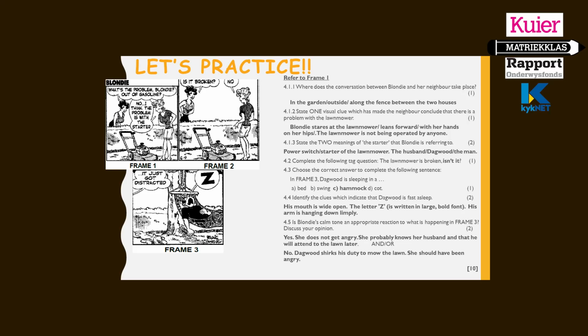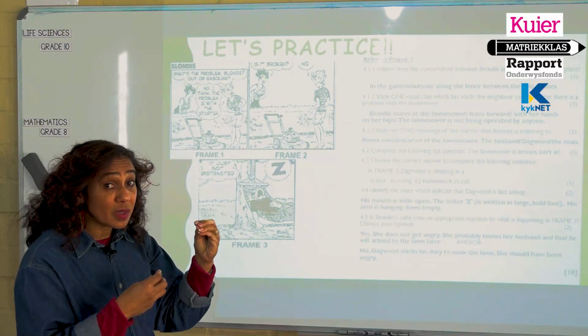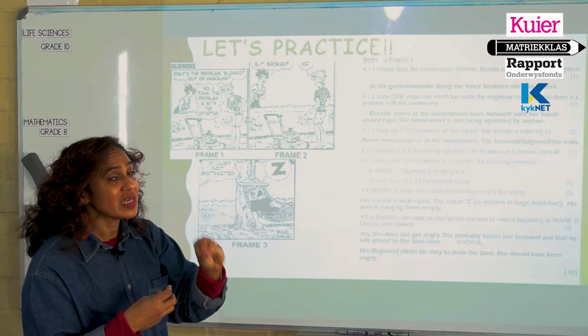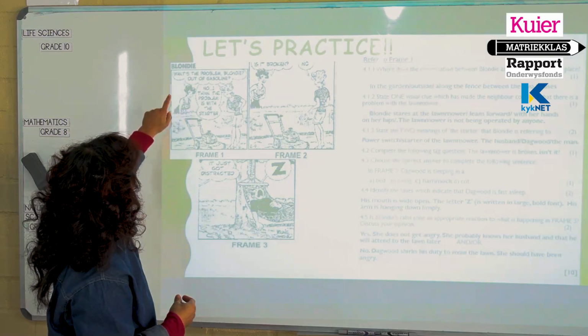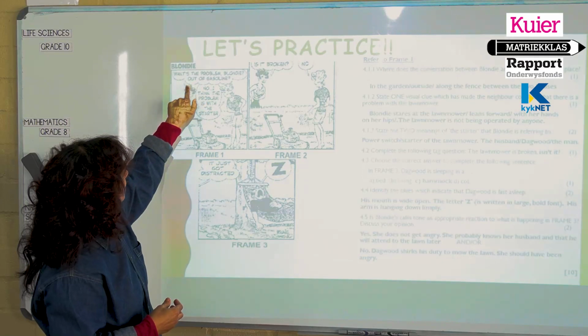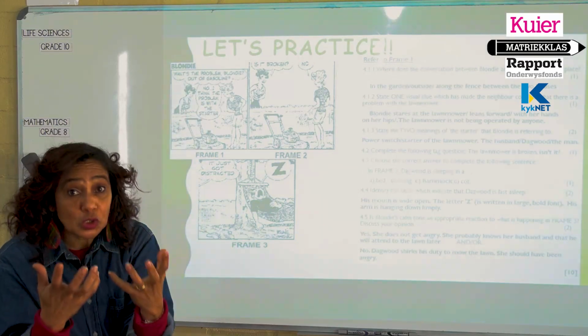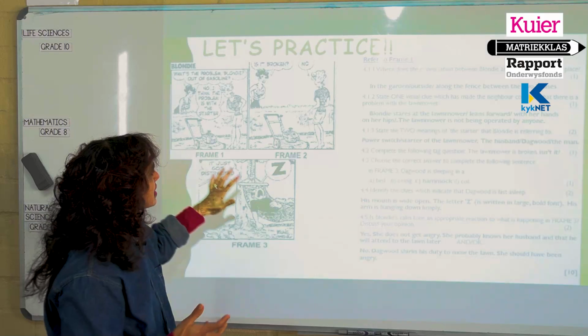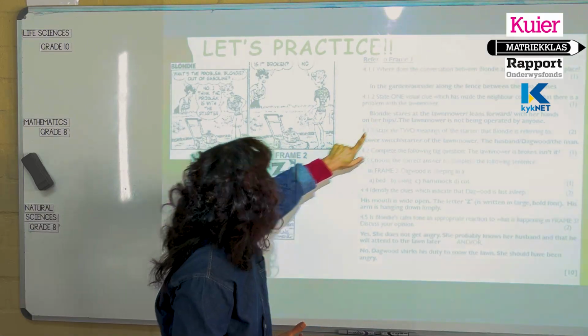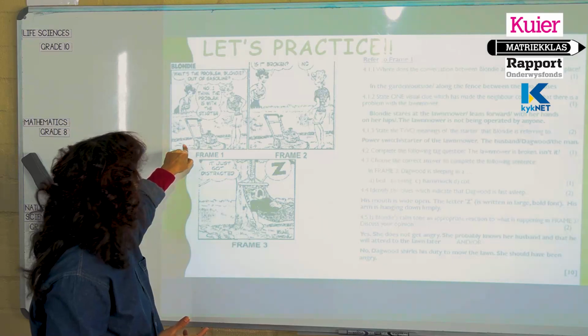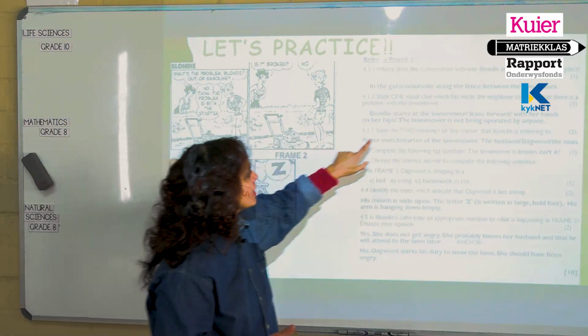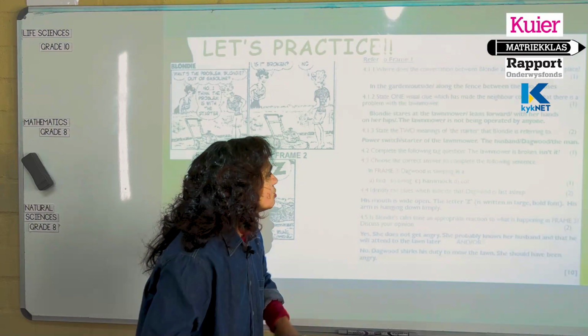Then it says, state one visual clue which has made the neighbor conclude that there is a problem with the lawnmower. How do we know from what we see, what has made it possible for the neighbor to say that there is a problem? Because she says, what's the problem, Blondie? Out of gasoline? What visual clue is there? So what can we see? We can see that Blondie is standing and she's staring at the lawnmower, okay? She's staring at the lawnmower, she's leaning forward with her hands on her hips.